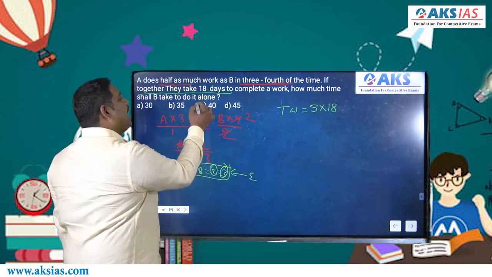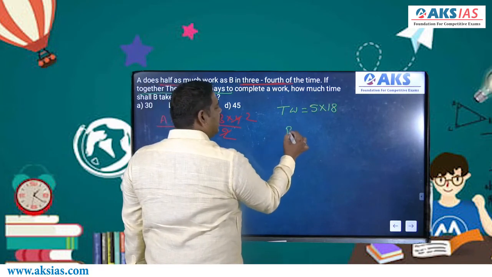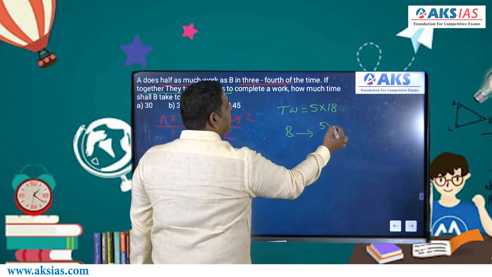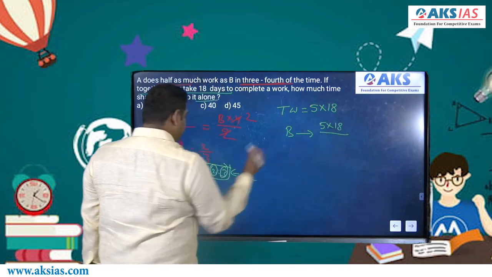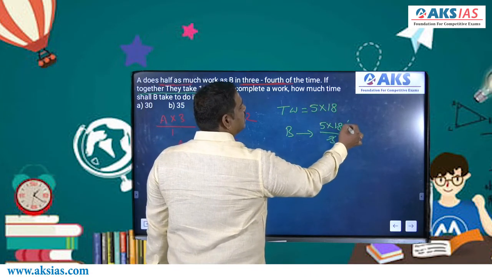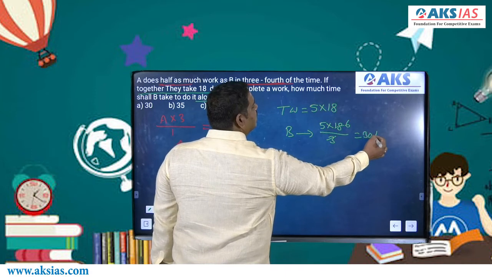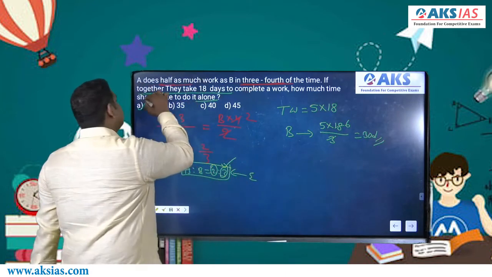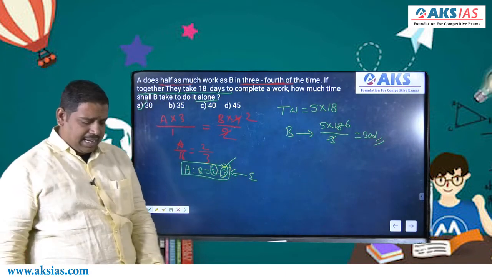Now what he is asking, how much time shall be taken by B to do it alone? So, B, how many days? 5 into 18 is the total work, and B does per day how many units? 3. So 3 ones, 3 sixes. So how many days are required? 30 days are required. So the answer is A.